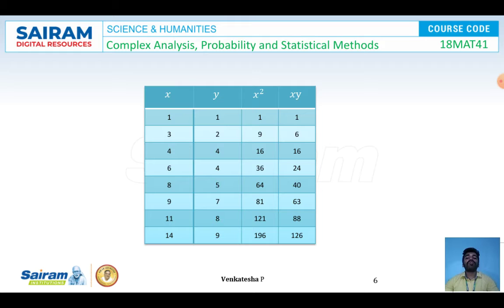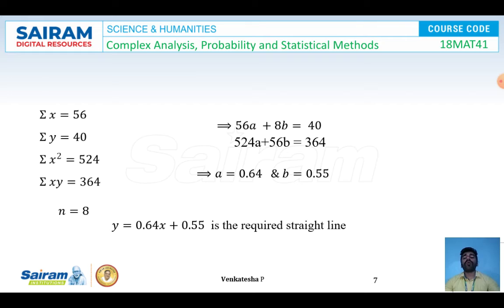Now we are supposed to compute the summations of x, y, x square and xy. It is given by adding all the x values. We got summation of x = 56. Adding all the y values, we got summation of y = 40. Adding all x square, we got summation of x square = 524. Adding all xy, we got summation of xy = 364.